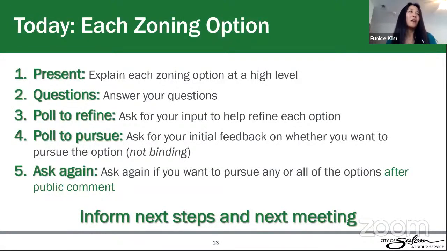So for each zoning option, we are going to present what we mean by that option at a very high level. We're still at a very high level because we are trying to understand from this committee to what extent do you want us to pursue these? Do you want us to dive into the details and actually move these forward? We will then answer your questions that you have about each one. And then we're going to do some polling. We're going to ask after each topic that we present, if we were to move forward with this, how would you want it to be refined? And then we will be asking you, generally, do you want to move forward with this?